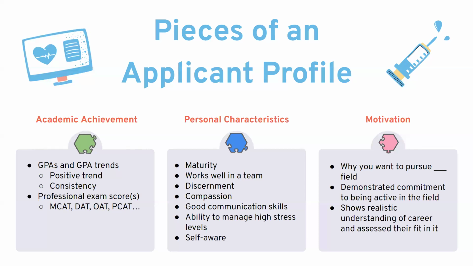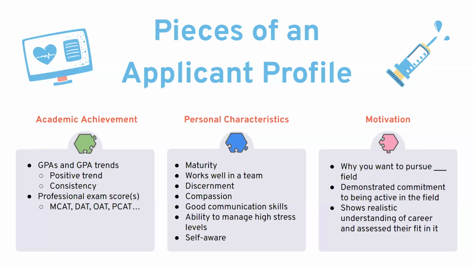Now we'll dive a little deeper into the pieces of an applicant profile. So starting with academic achievement, we went over that a bit in the second video, including calculating GPAs and how to do that. And obviously, a high GPA is generally the goal. But the other components to think about are GPA trends. Is the GPA going up over the period of time? Is it going down or is it fluctuating up and down?